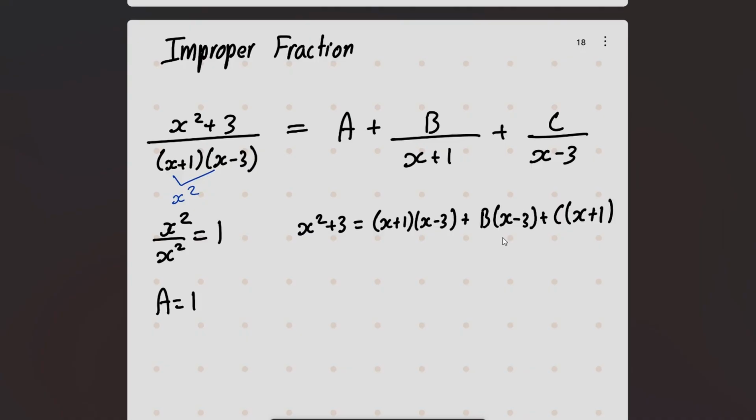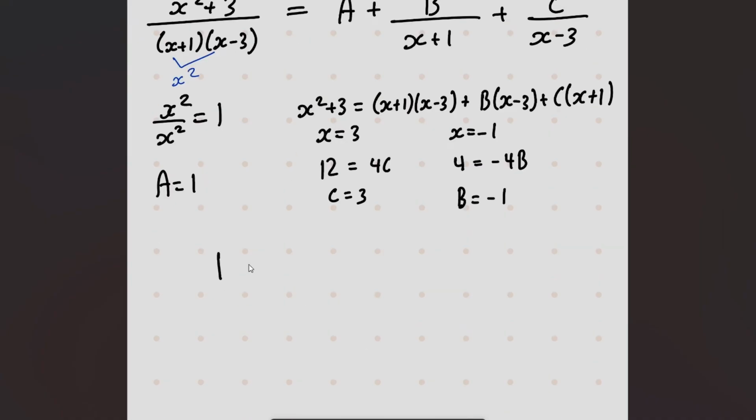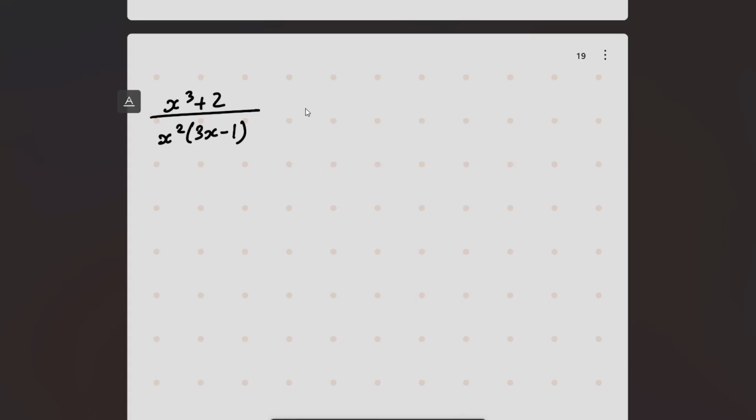So we're going to do the same procedure as we have done earlier. We're going to take x is equal to 3 and now we're going to take x is equal to negative 1. So now you decompose this fraction into 1 plus, actually minus 1 over x plus 1 plus 3 over x minus 3. And for this question, you're going to do the same sort of logic. You're going to have one unknown number as it is without it being a fraction. So we're just going to write A.